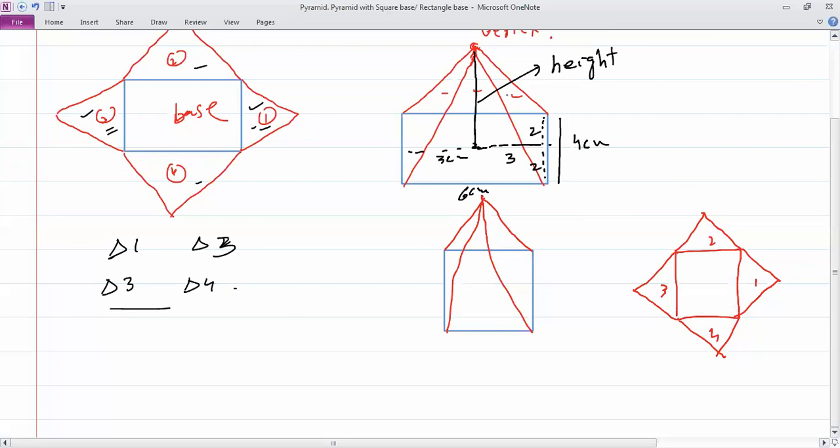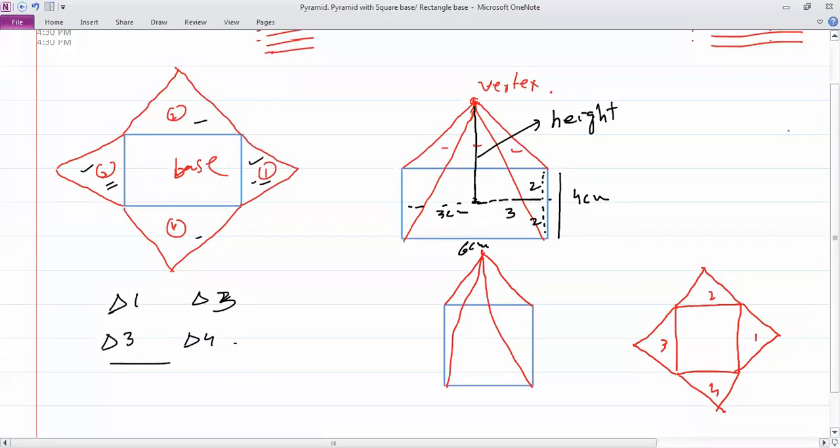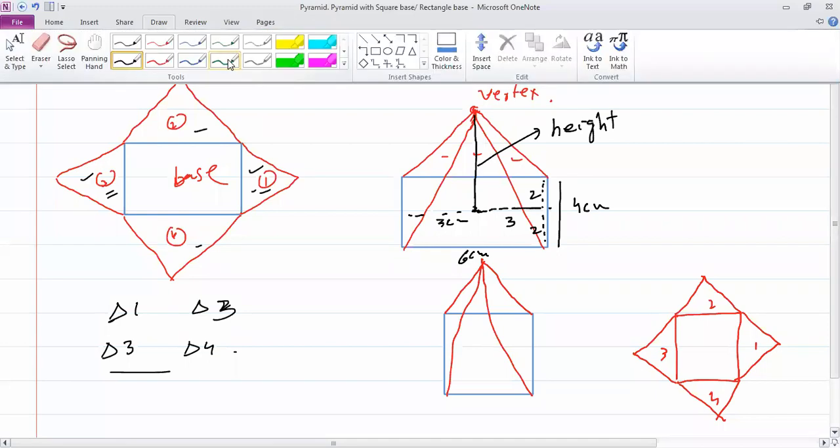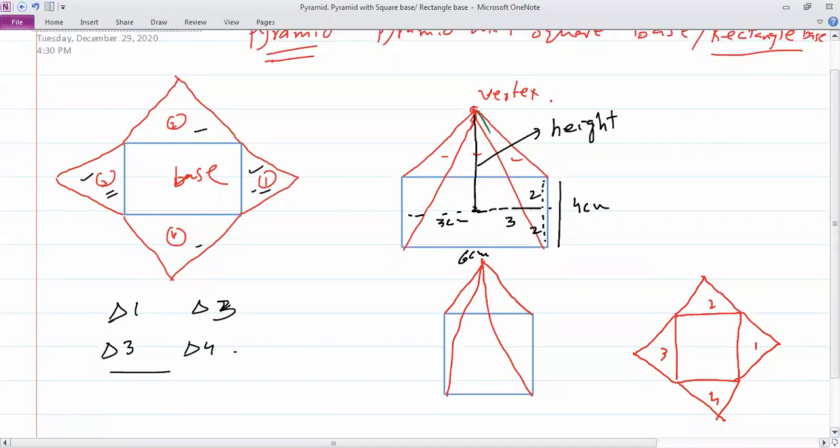Secondly, if I'm having this pyramid, this one, the green one that I drew, we call it the slant height. This is the slant height of the pyramid. Like in the case of a cone, you have seen the slant height. If I draw from this side, this will be the slant height too. So this is the slant height, this is slant height, this is slant height.